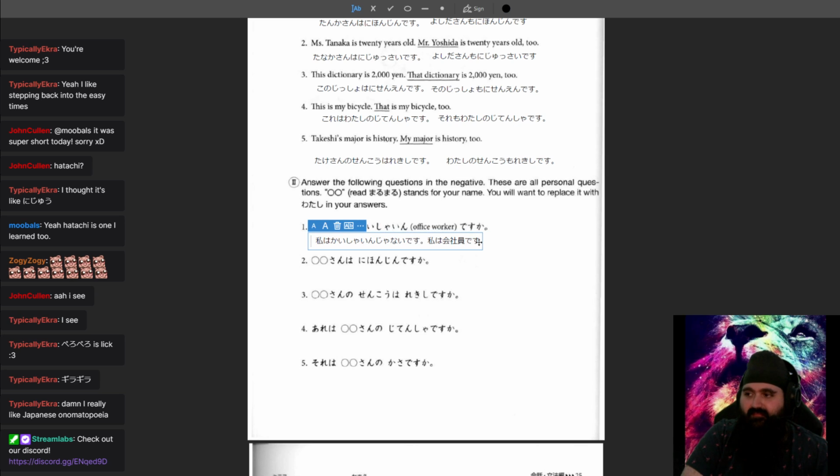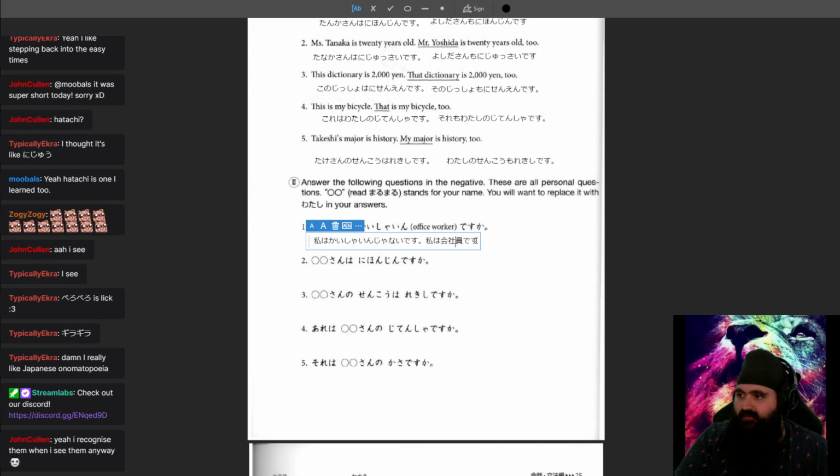So okay, I'm gonna delete this so this is not confusing. No, Control Z. Nice. I'm gonna delete this part so it's not confusing in the bottom. Yeah, I recognize when I see them anyway. Exactly. That's what I aim for.